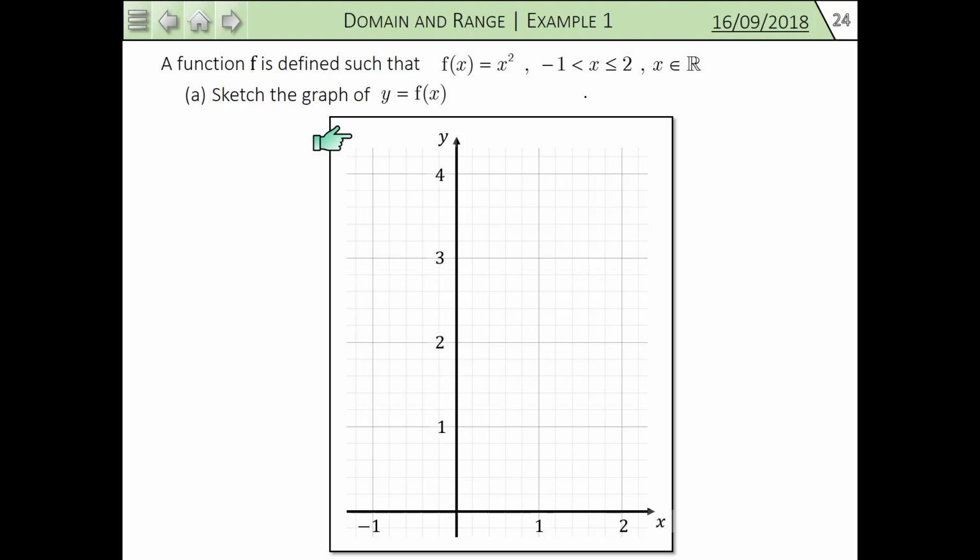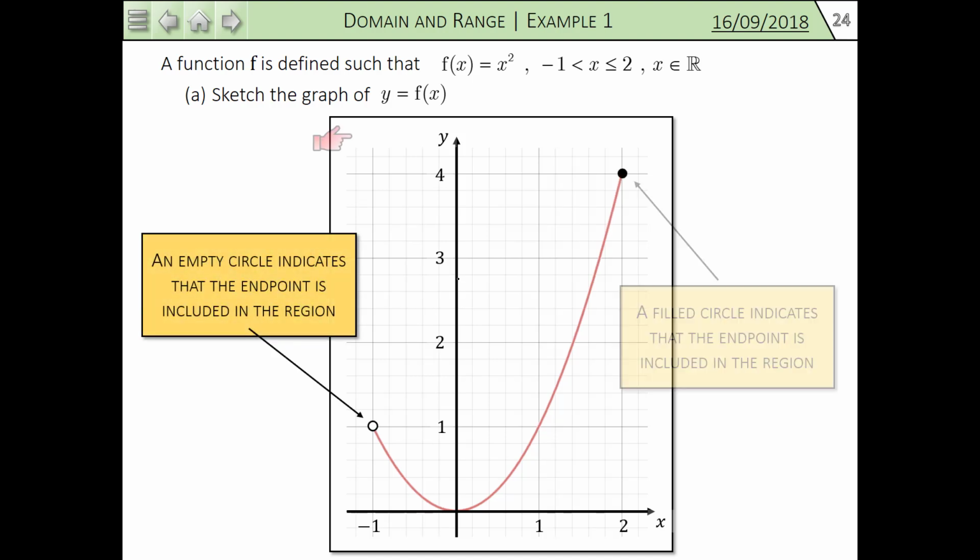And we also need to know what difference does it make that this is a strictly less than sign and here we have a less than or equal to sign. We'll begin by sketching the curve. And to show we're not allowed the x value of -1, we use an open circle. For the endpoint at 2, as we are allowed to, we use a filled circle.